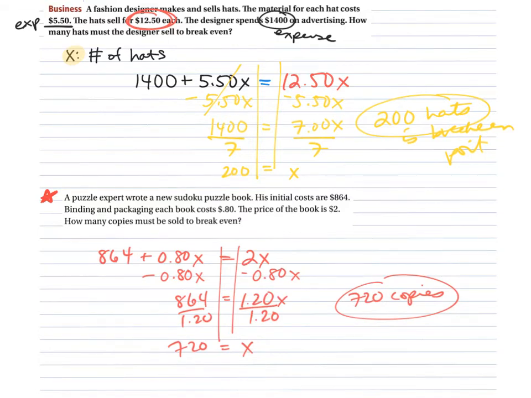Okay, hopefully you set up your equation to have the expenses, which are costs $864, plus binding and packaging for each book. So this is just your one-time cost or expense, and then this is your expense per book. And then you want to find out the point where the expenses equal the income. And so if you're getting $2 for each book, you'll need 720 books sold just to break even. Okay, hopefully you got that. Moving on.